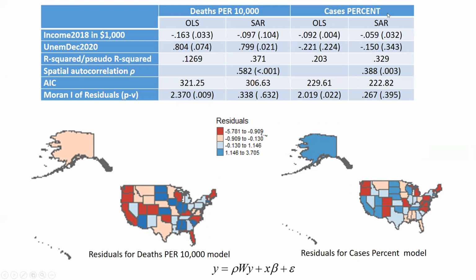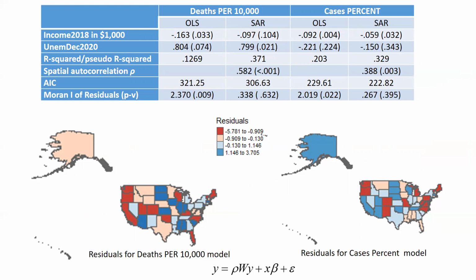Now, for the COVID-19 death model here, the unemployment rate is significant, which is estimated as 0.799, significant at the 5% level. Okay. And it is positively related to the deaths of COVID-19.